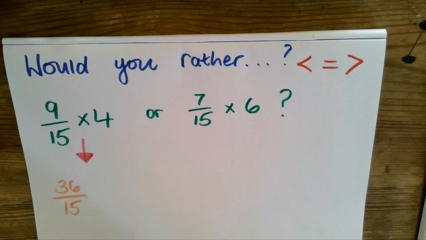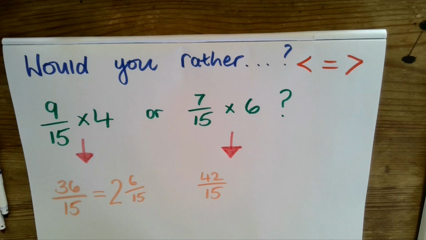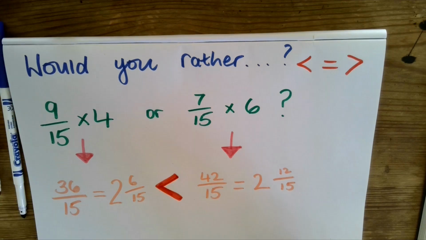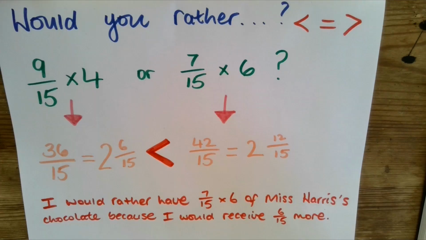9/15 times 4 is equivalent to 36/15, which is the same as 2 whole and 6/15. Now 7/15 times 6 is 42/15, which is equivalent to 2 and 12/15. So by looking at my mixed numbers, I can see that 2 and 12/15 is larger than 2 and 6/15. So your answer.